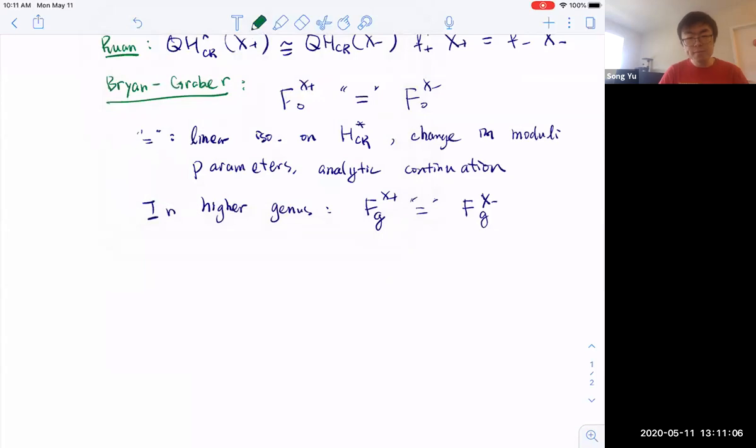Okay, so I'd like to mention a last formalism of this conjecture, which is referred to as the Givental formalism.